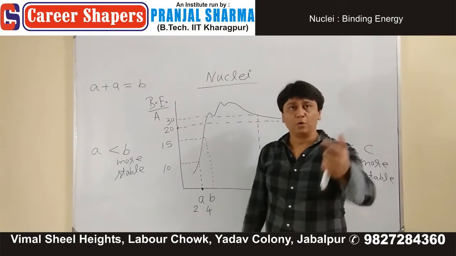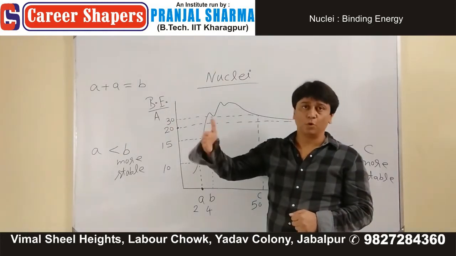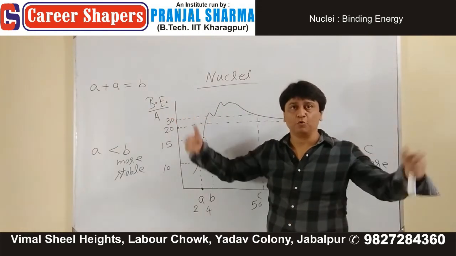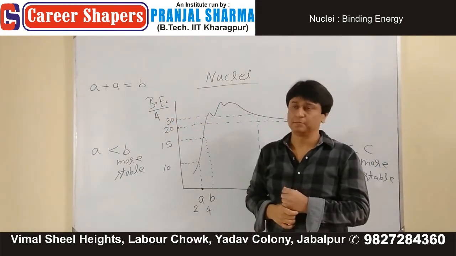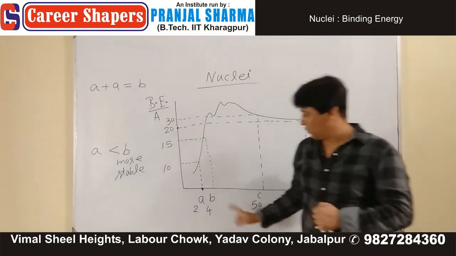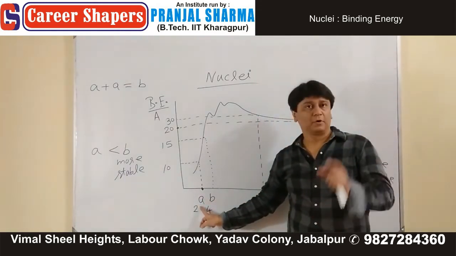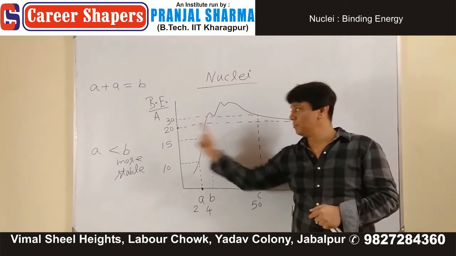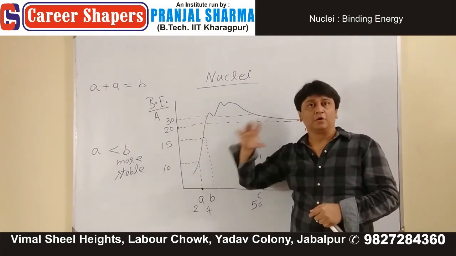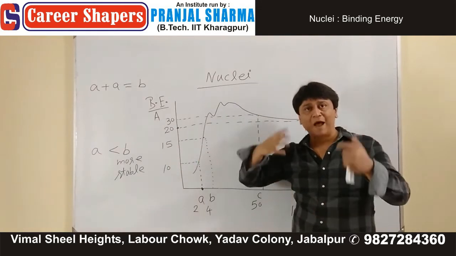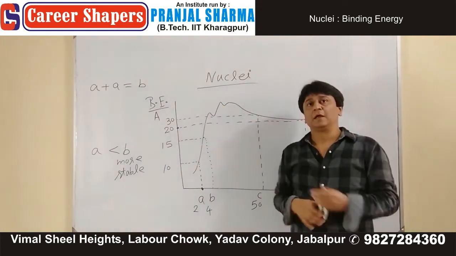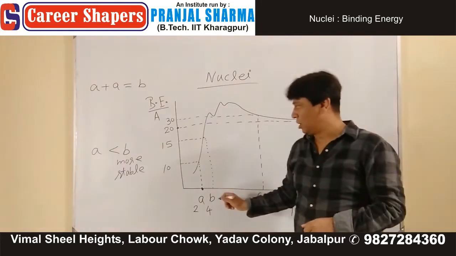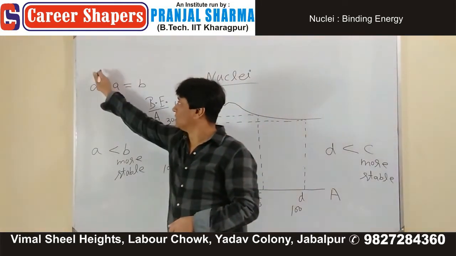And everybody knows when you become more stable, to do that you have to release energy. If I group two A's, I get B and I become more stable. To become more stable, you have to release energy. This energy, when it comes out, is called fusion.